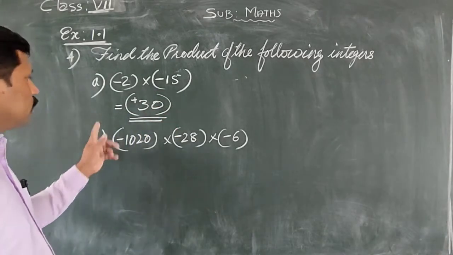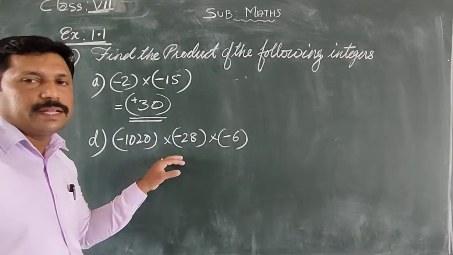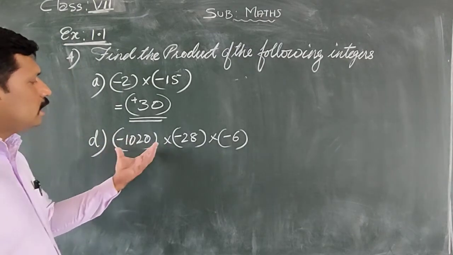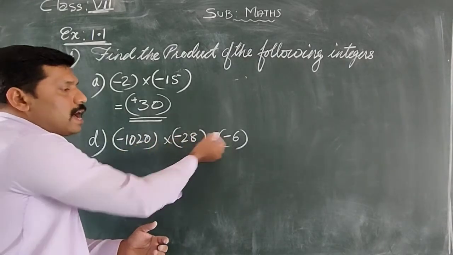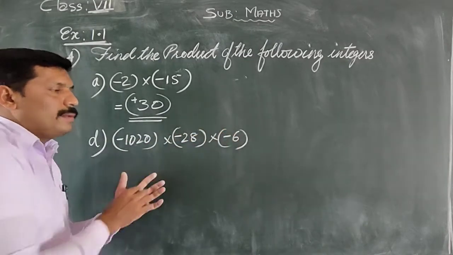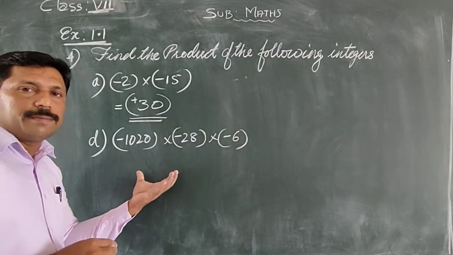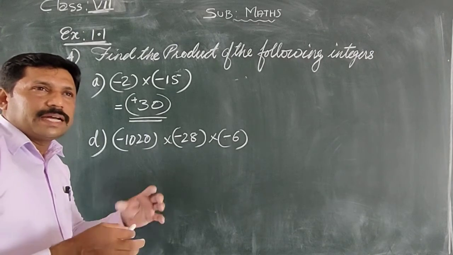Next I am going to solve question D. Question C and question B are homework that you should do. Look students, here three integers are given, and all three are negative integers. That means 3 is an odd number. So if we multiply an odd number of negative numbers, we get a negative number.